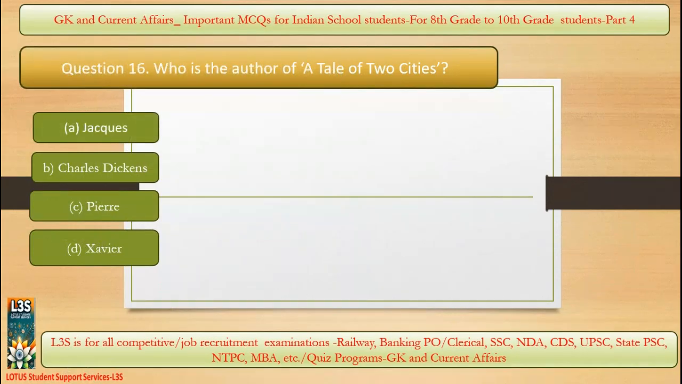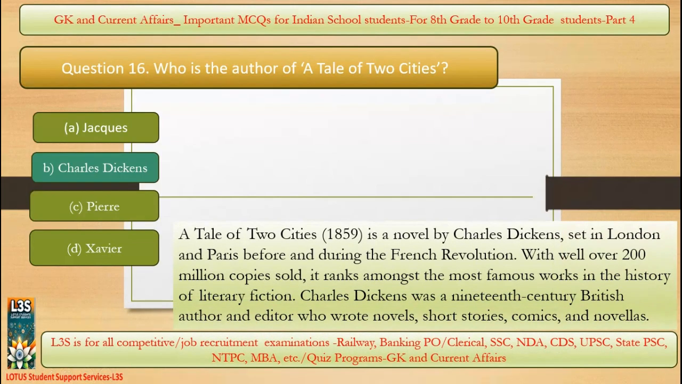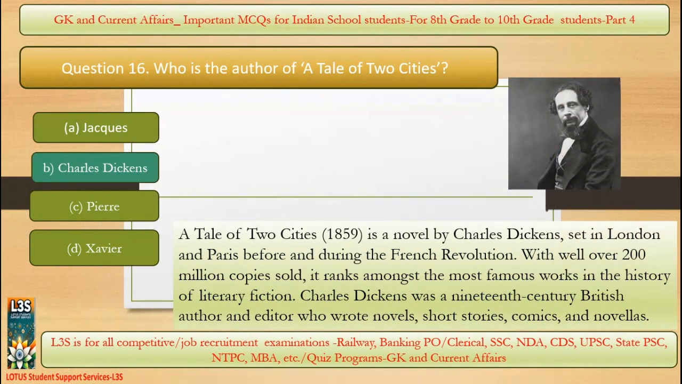Who is the author of the book A Tale of Two Cities? The correct answer is B. Charles Dickens. A Tale of Two Cities is a novel by Charles Dickens set in London and Paris before and during the French Revolution. With over 200 million copies sold, it ranks among the most famous works in the history of literary fiction. He was a 19th century British author and editor who wrote novels, short stories, comics, and novellas.